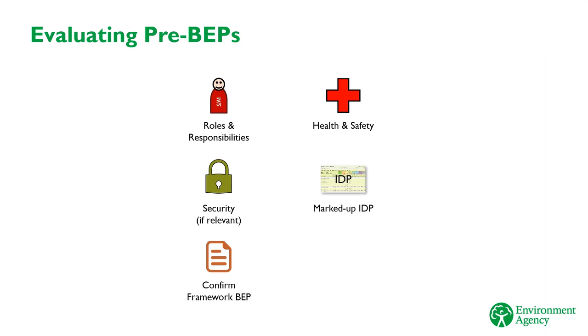The other item you'll receive from the supplier is the pre-award BIM Execution Plan, which we introduced earlier in this module. You'll remember that the key elements of the pre-BEP are roles and responsibilities, health and safety, security, and the marked up IDP. We've also added another icon here to show you that you need to consider how the framework BEP applies to the project. We've just looked at evaluating the marked up IDP, so let's take a look at how to evaluate the other parts of the pre-BEP.